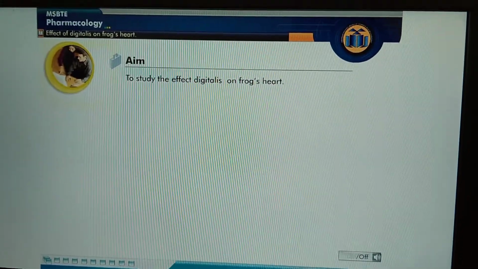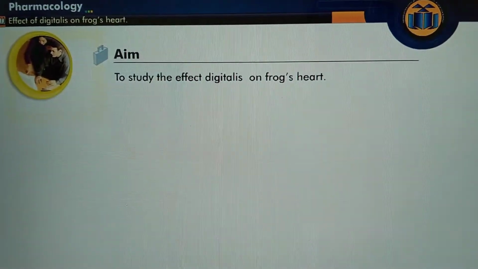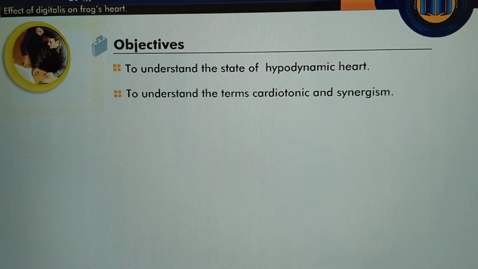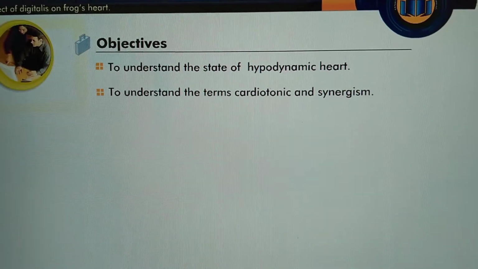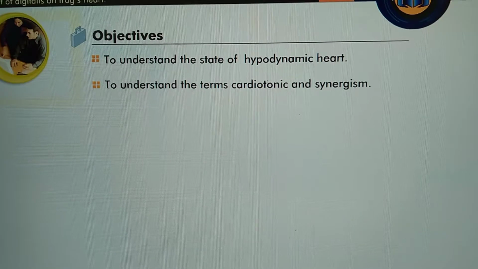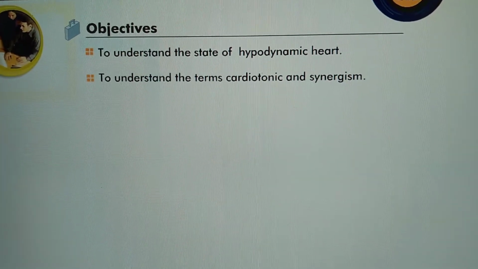Aim of this experiment is the effect of Digitalis on frog's heart. Objectives of this experiment are to understand the state of hypodynamic heart, and to understand the terms cardiotonic and synergism.